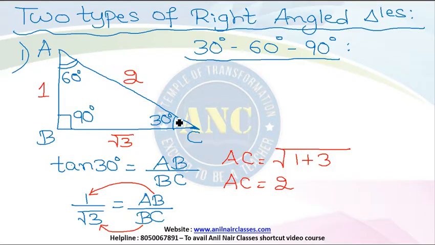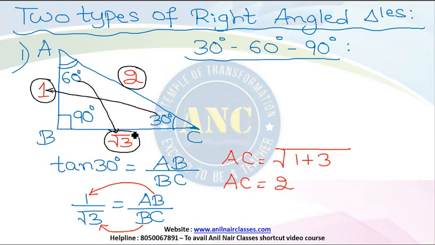In simple language, I will say that the side which is opposite to 30 degrees, keep it as 1 unit. The side which is opposite to 60 degrees, keep it as root 3, and then the hypotenuse will become 2. That means if you make the side opposite to 30 degrees as 1 unit, then definitely the side which is opposite to 60 degrees will become root 3 units, and definitely the hypotenuse will become 2 units. That means hypotenuse is nothing but the side which is opposite to 90 degrees.